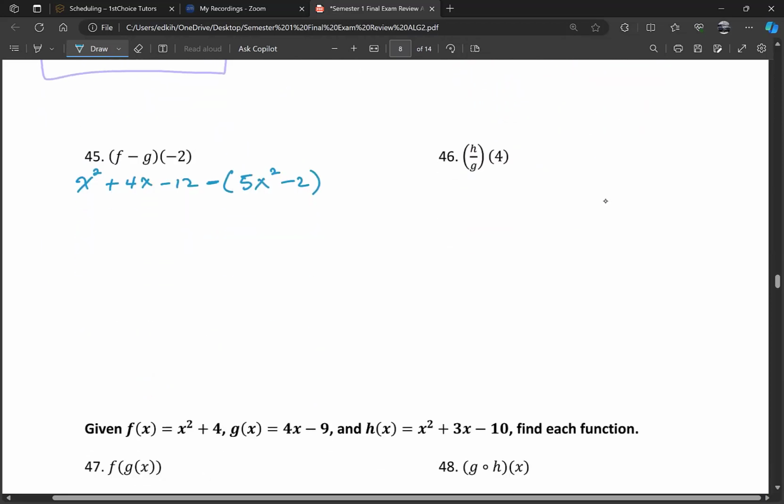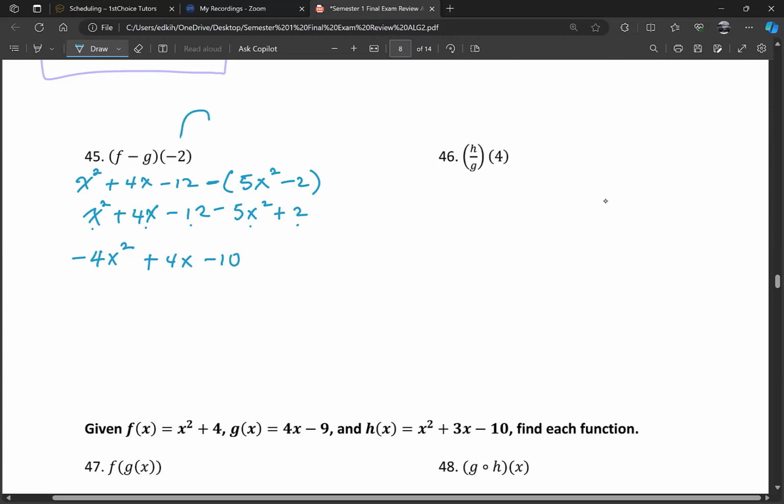So let's open up these parentheses. Negative 5x squared plus 2. And here you have x squared plus 4x minus 12. I'm just bringing that down. Let's keep working this out. We have like terms. x minus 5x squared is a negative 4x to the second, plus 4x. Negative 12 plus 2 is a negative 10. So that's this part. But remember, this is a two-step problem.